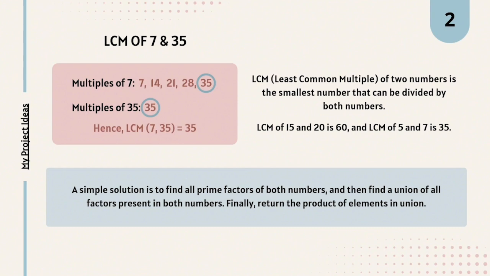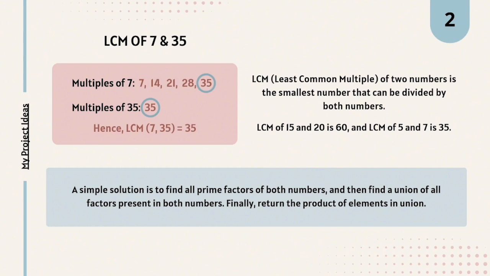And multiples of 35 are 35, then 35 into 2 is 70, and so on. So the least number which divides both 7 and 35 is 35. So the LCM of 7 and 35 is 35. In the same way, the LCM of 15 and 20 is 60, and LCM of 5 and 7 is 35. So what's the simple solution?